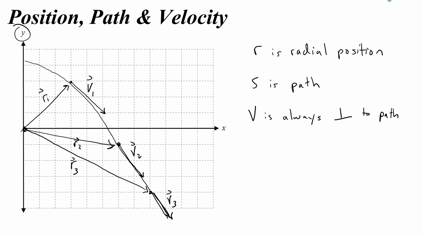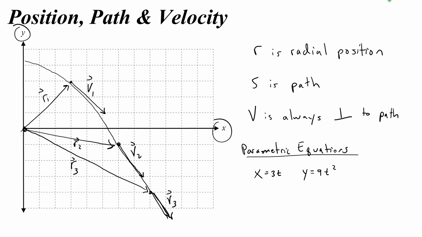Being able to sketch a y versus x graph, though, requires that you can use something called parametric equations. Parametric equations are a pair of equations that share the same parameter. And for us, our parametric equations are always going to be something with time. Time is our parameter. So maybe we have x is equal to 3t, and y is equal to, I don't know, how about 9t squared? T is our parameter.